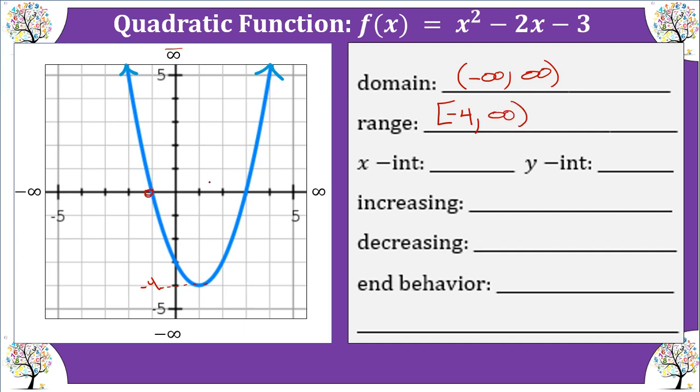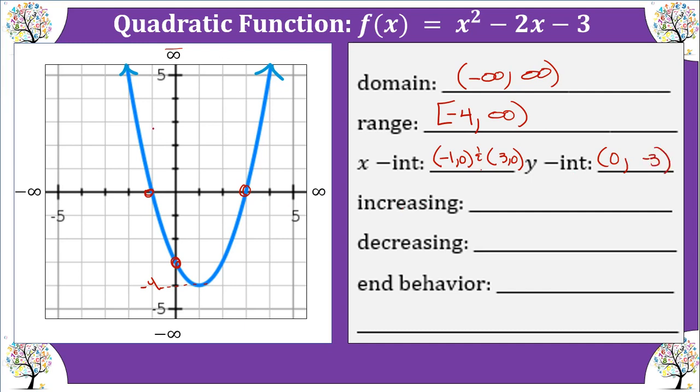Here we're going to have two x-intercepts. So we have (-1, 0) and we have (3, 0). Our y-intercept is going to be when x is 0, and it's (0, -3).